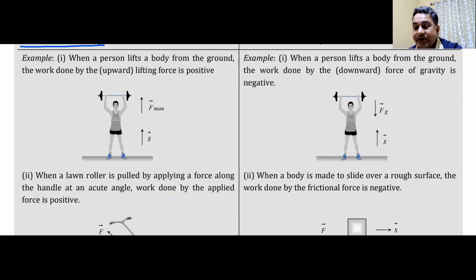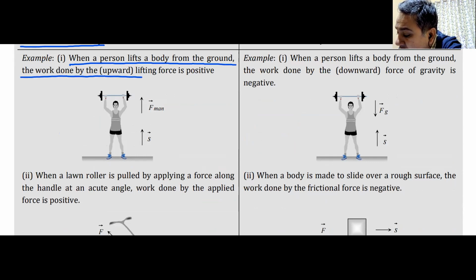Here are some examples of positive and negative work. As you can see, when a person is lifting a body from ground, if you have gone to gym or if you have seen people doing this gym, when they are lifting the weight up, force of the man is upwards and he is trying to lift it upwards. Displacement is also upwards, and hence work done by this man, force applied by this man is positive. Work done by this man is positive.